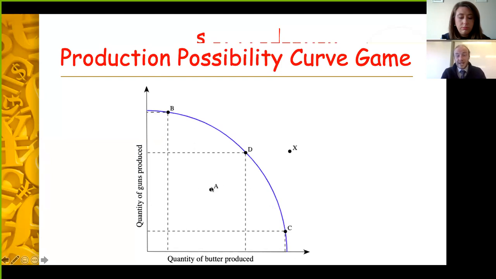At point A, it means they're not producing at their full capacity. In other words, they're inefficient. And at point X, something's gone wild because they're operating beyond their possibilities, producing beyond their possibility. So they've managed to find extra resources somehow, some way. Either way, they're doing really well, and that's quite unusual. So obviously there's some sort of an injection into the economy at this point here.